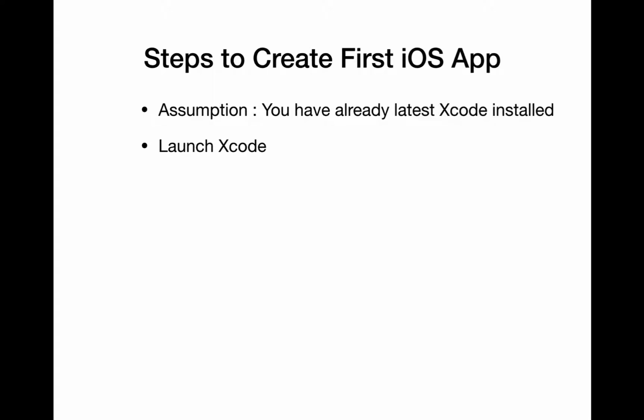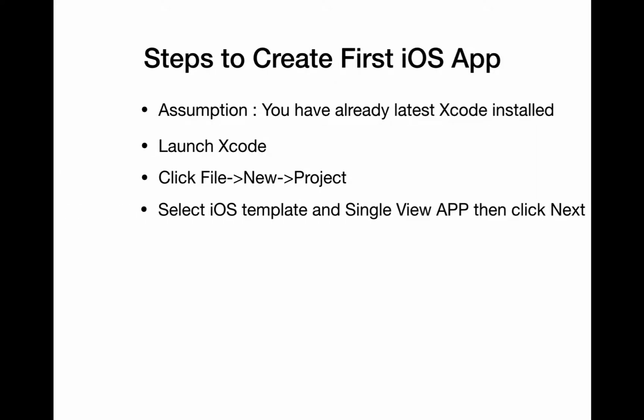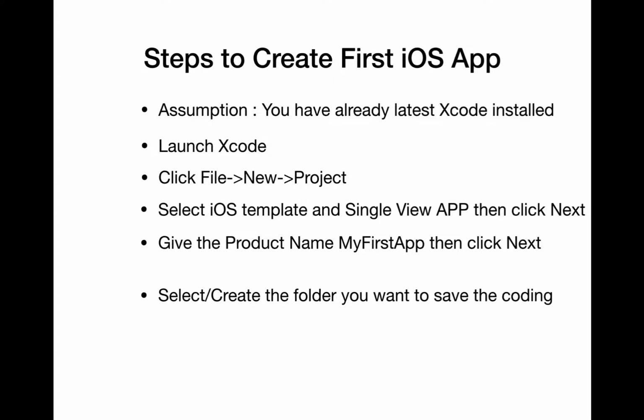First, launch Xcode. Then click File, New Project. Select the iOS template and Single View App. Then click Next. Give the product name My First App. Then click Next. Select Create folder where you want to save the code. Finally, we will see the code walkthrough and demo.